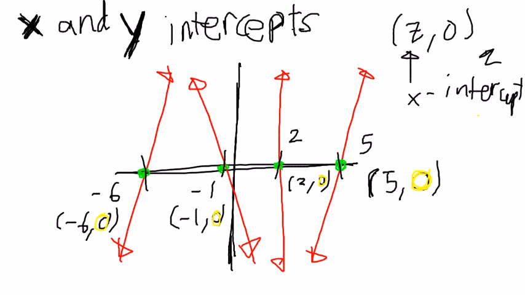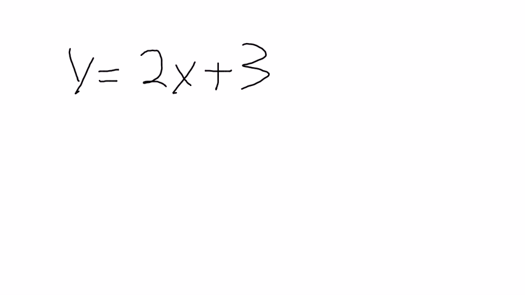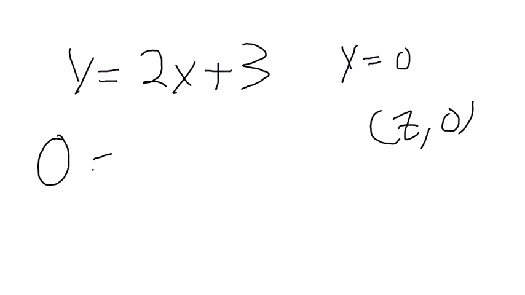Now, another way to do this, let's say you had an equation. So the X-intercept, as we know, is where y equals 0. Because remember, it was z, 0. So no matter what it is, it's where y equals 0. If we look at it in terms of an equation, that means we just plug in 0 for y. So it'd be 0 equals 2x plus 3.